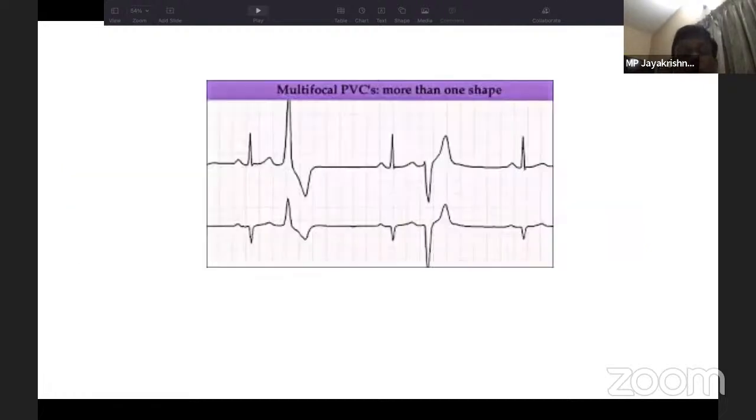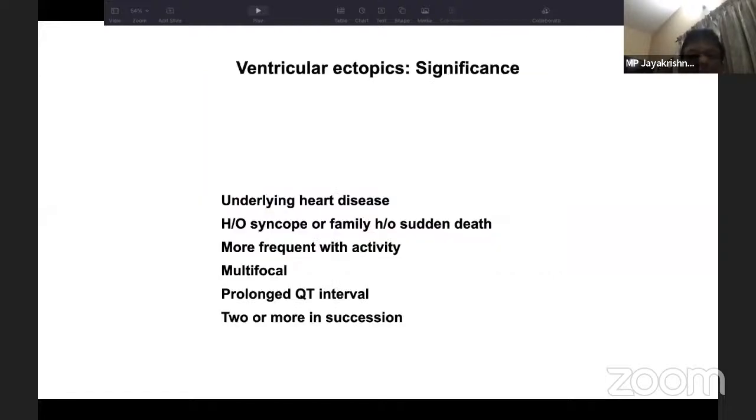And if the ventricular ectopics are of different morphology in the same lead, you can see in the same lead different types of ventricular ectopics are there. Again, that indicates a multifocal origin of these premature ventricular contractions. Again, that is dangerous. You need to be careful.